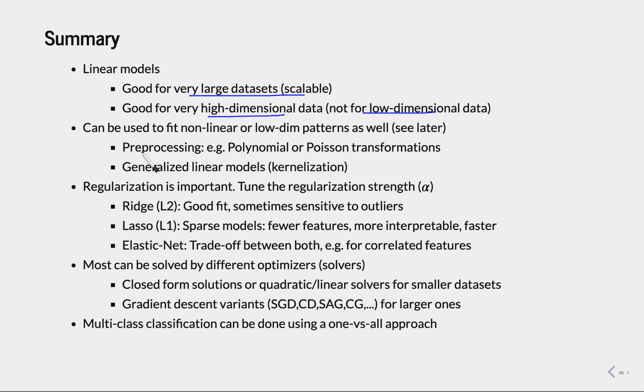So first of all, we can do preprocessing. Right? We can use polynomial transformations. We can use, well, this is a kind of generalized linear models. Another kind is kernelization.